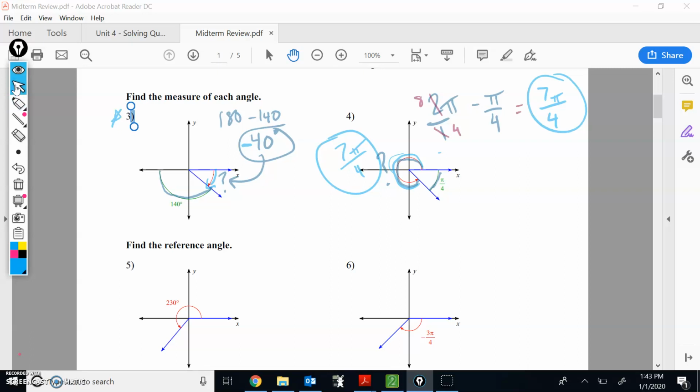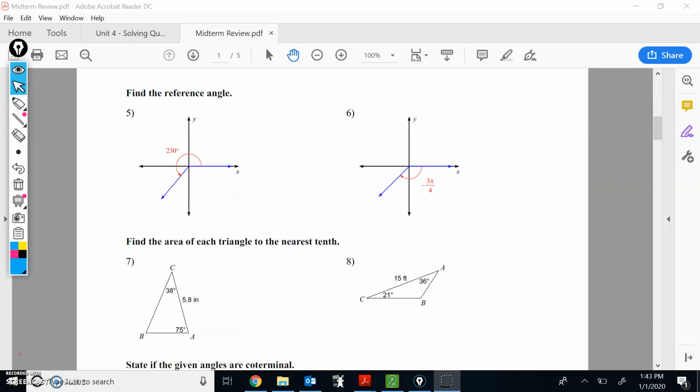Let's move on to number 5. Finding the reference angle. The reference angle, a lot of you forget, is the measure from the terminal side to the x-axis. So I'm going to shade in what we need to know. That's the reference angle, how much that is.